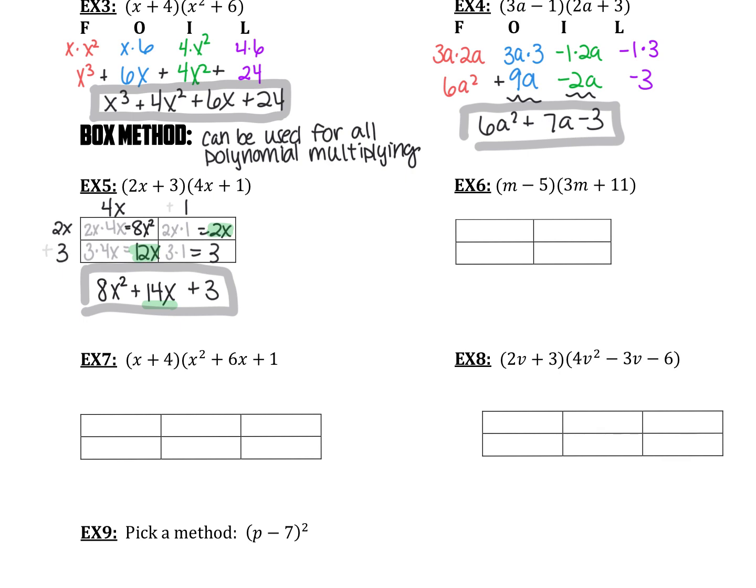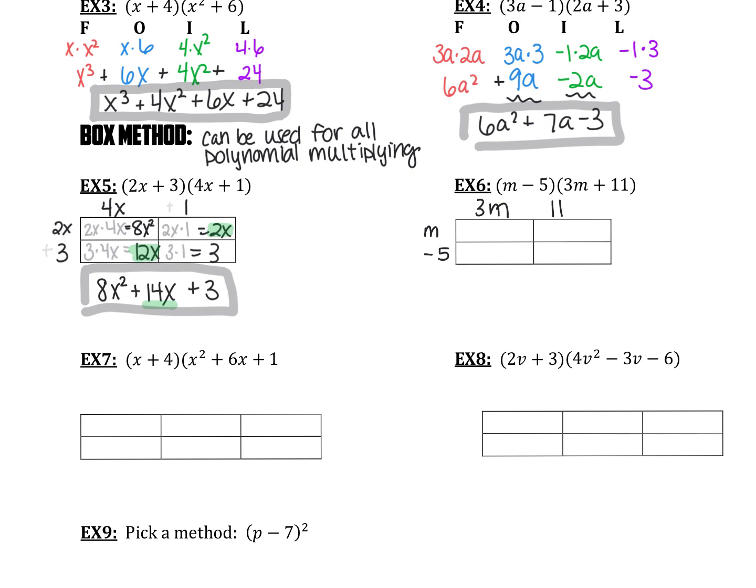Okay, now it doesn't really matter. I know on the first problem, I put this first parenthesis on this side. It doesn't actually matter which side of the box you put it on. But I'm going to go ahead and do the same thing. So this is an m and a negative 5. Notice I'm keeping the sign. And this is a 3m and a positive 11.